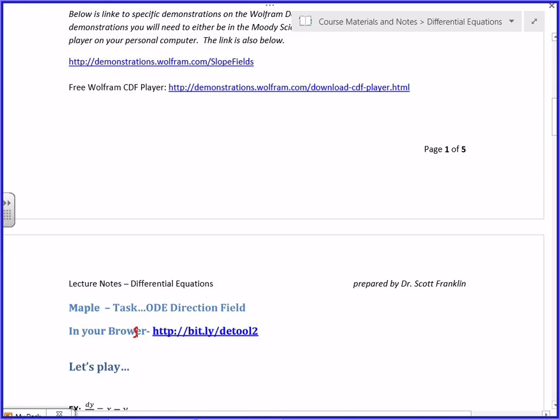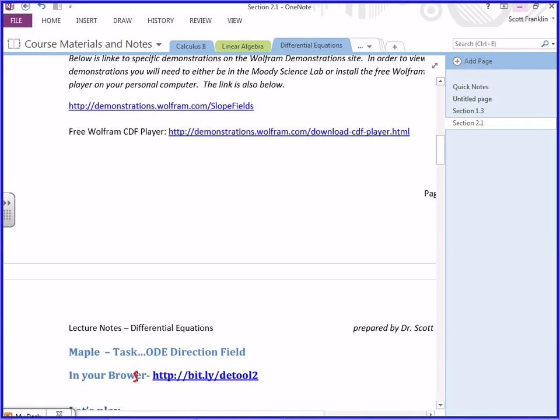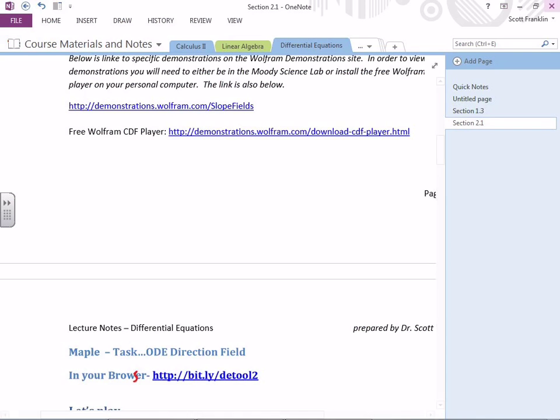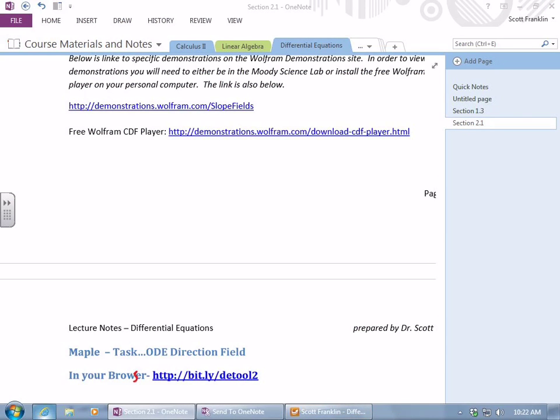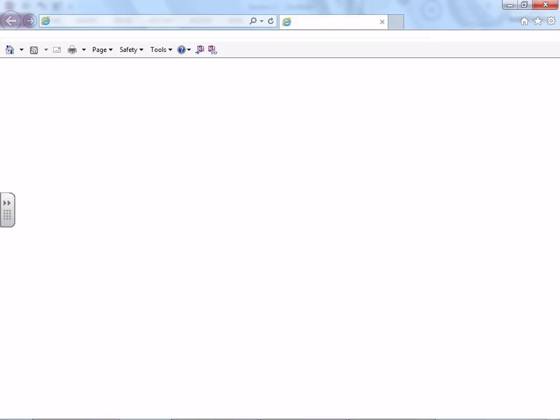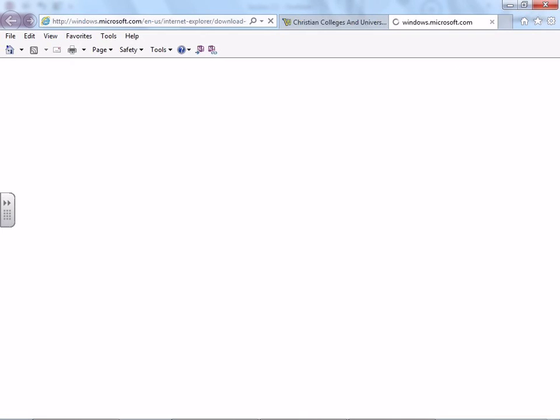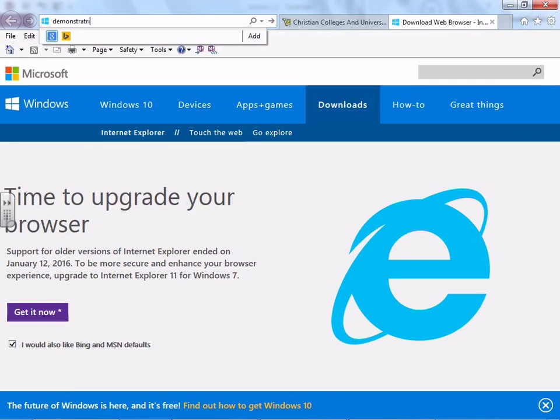Okay, so let me exit out of my OneNote here, and I'm going to go into my browser. In fact, I'm going to release the computer to you, so that you could go play with these as well. Let's start with the Wolfram demonstrations. So the link is there. You'll have to type this out, but it's demonstrations.wolfram.com/slopefields.